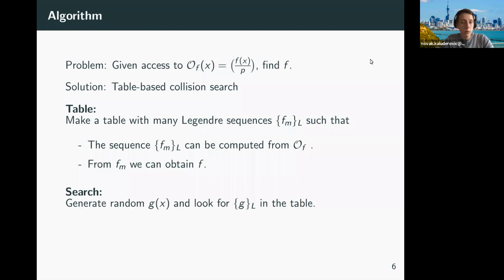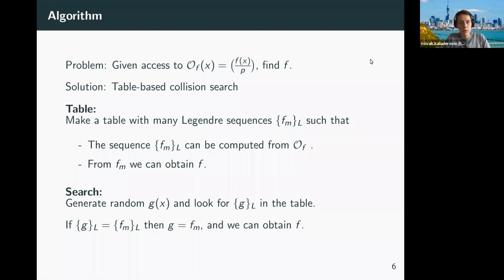Once we create this table, we go to the search phase, where we essentially generate random polynomials, compute their Legendre sequences, and look for hits in the table. If we find a collision, so those two sequences are equal, then their corresponding polynomials are equal, so we actually found a polynomial f_m, and from f_m, as we said previously, we will be able to obtain f.